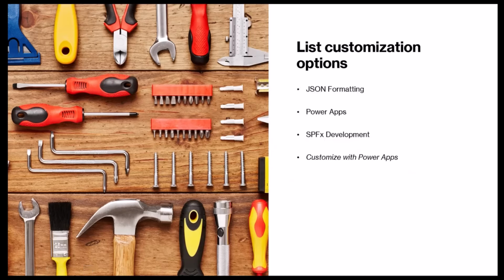So there are a number of different options for customizing lists within the environment. JSON formatting is a very popular option. I see a lot of presentations here within these sessions on that. Just like Saeed presented, Power Apps is a great way of creating a very customized environment. And if you've got the skills, then SharePoint Framework can be a great way to really take control over that full canvas. But what I want to show today is an option that's not maybe as well known, which allows you to customize the SharePoint forms with Power Apps.